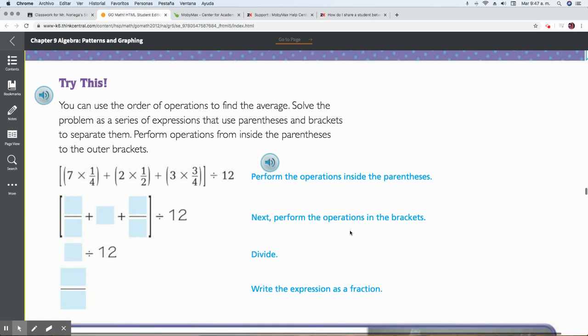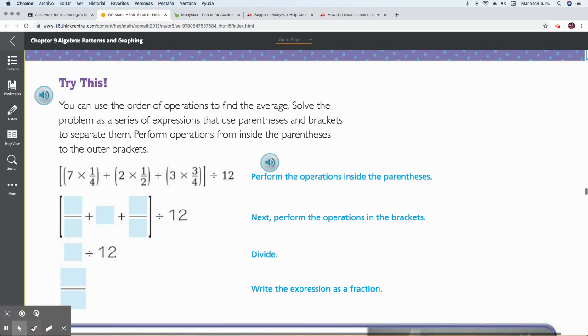Page 370. It says you can use the order of operations to find the average. Solve the problem as a series of expressions that use parentheses and brackets to separate them. Perform operations from inside the parentheses to the outer brackets.